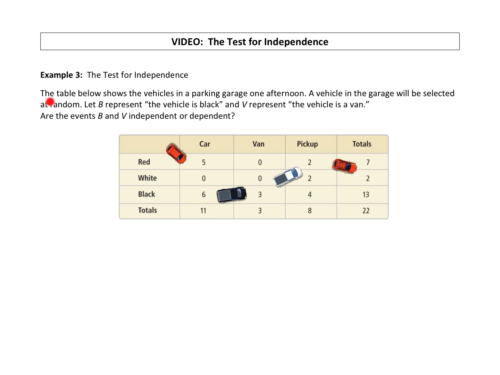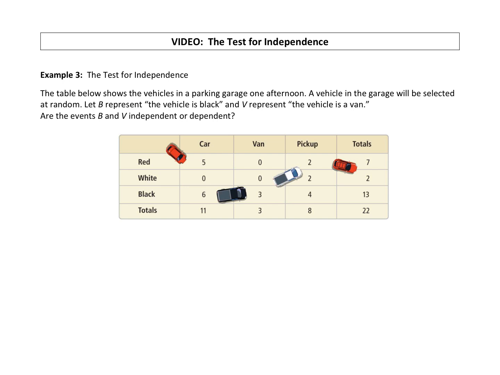example 3, we have the table below shows the vehicles in a parking garage one afternoon. So if we just look at the table, you can see we've got cars, vans, pickup trucks. We've got how many total cars, how many total vans, how many pickup trucks. And then we've got colors. We have red vehicles, black vehicles, or white vehicles. We've got those totals. And this total 22 is how many total vehicles are in the parking garage this particular afternoon.